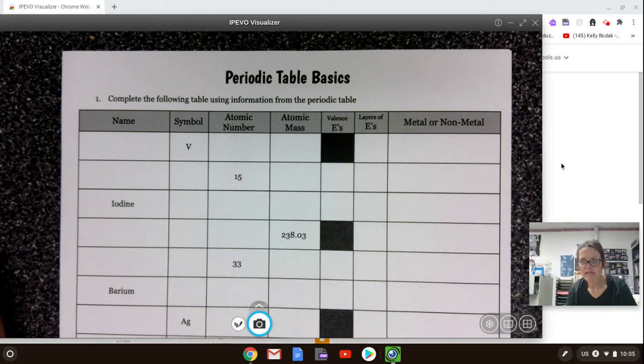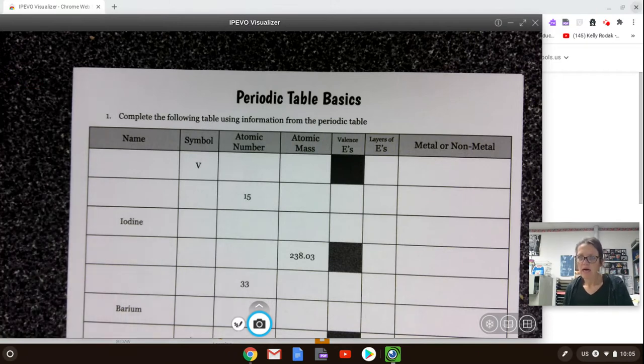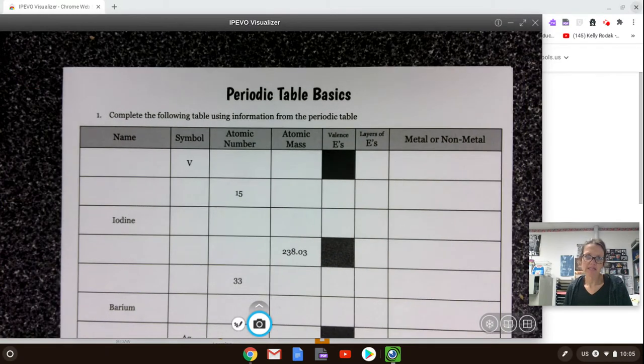Hey, I just wanted to take a moment really quick and go over with you how to fill out this periodic table basics worksheet in case there was any confusion. First of all, in order to fill this out, you are going to need your periodic table that you labeled from the notes on the periodic table that you're supposed to have done before doing this.